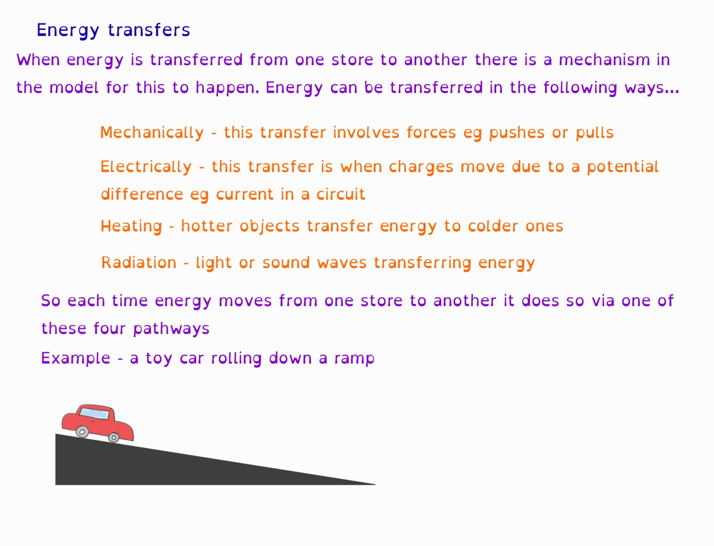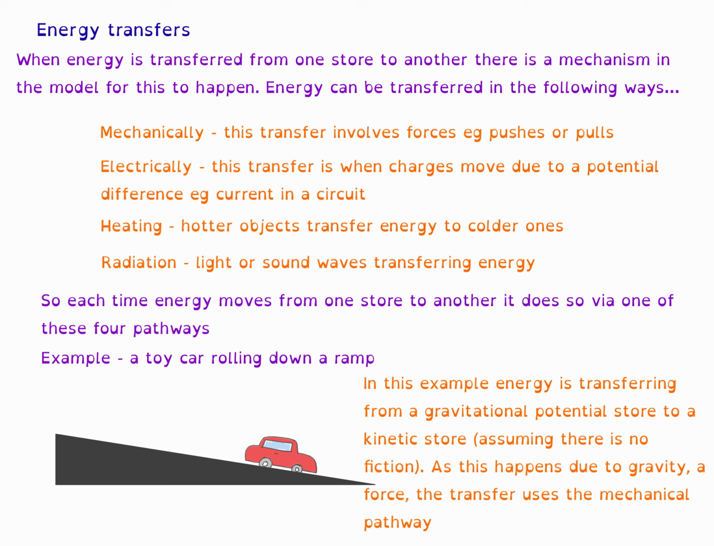For example, a toy rolling down a ramp. In this example, energy is transferring from a gravitational potential store into a kinetic store. Assuming that there's no friction, none of the energy will go into the thermal store. This happens due to gravity, which is a force, so the transfer is a mechanical pathway.